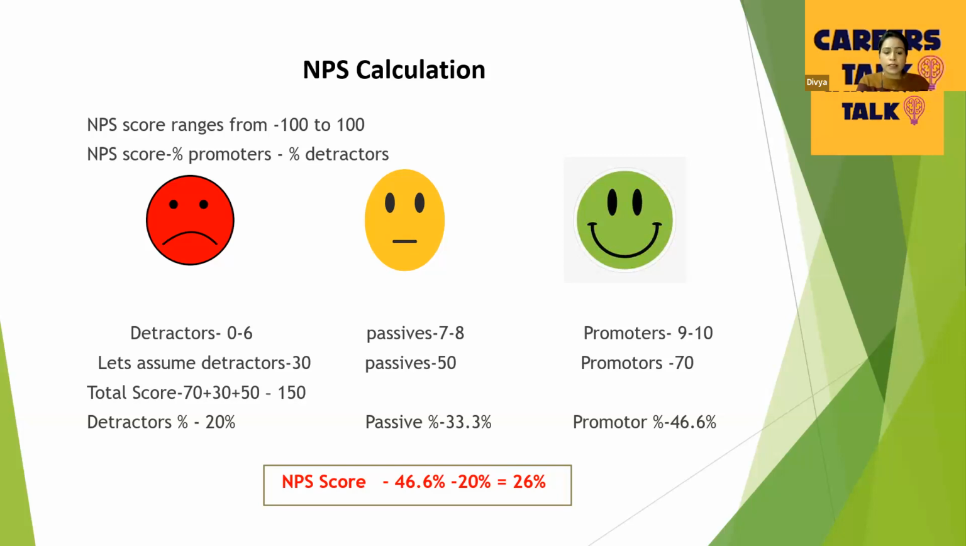So NPS score is the percentage of promoters minus the percentage of detractors. So 26%. It shows that 26% of the customers who have taken your service are likely to refer your product to other customers. So based on the score, you should try to increase the percentage of customers who refer your product to others.